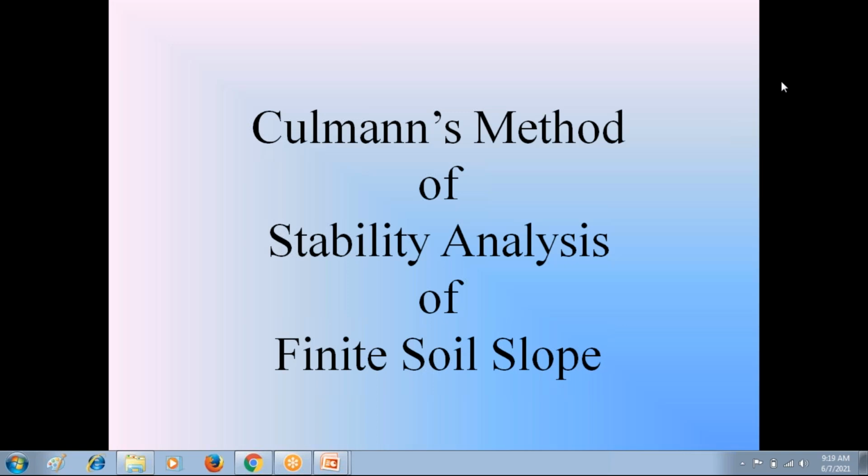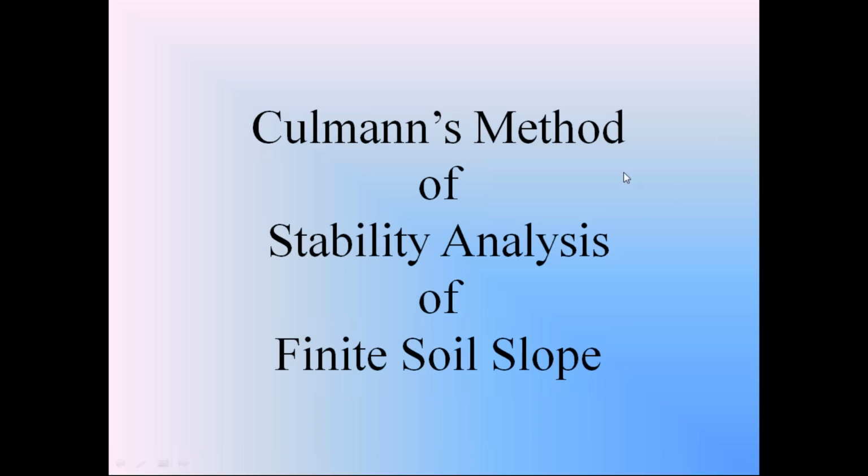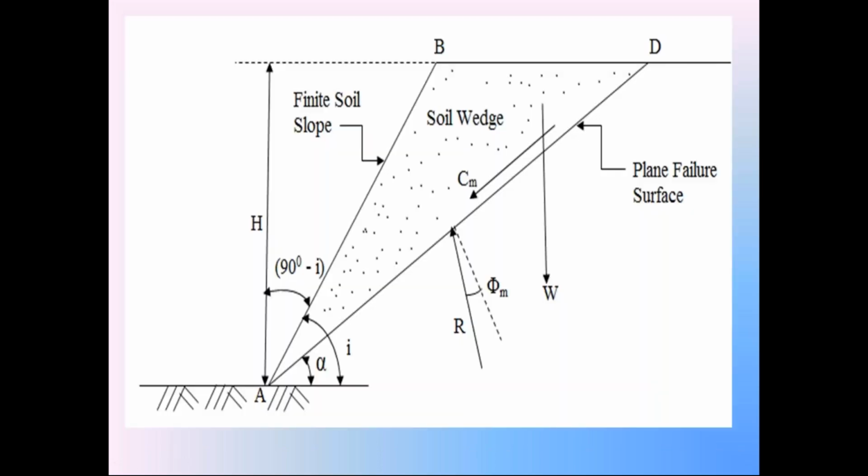Now coming to Kalman's method procedure for the stability analysis of finite side slopes. Please everyone watch this diagram on your cell phones. I am displaying the diagram of Kalman's procedure. So this is the diagram we are using in this Kalman's method procedure. So check the diagram. In the diagram, we have a finite side slope AB. This is the finite side slope.